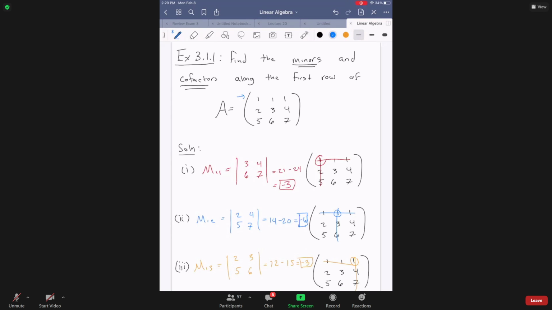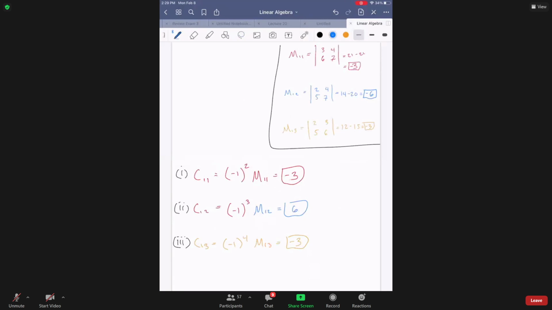Okay. How do you determine the power? Just look at this right here. Look at these two numbers. Add them together, and that'll be the power. So 1 plus 1 is 2. 1 plus 2 is 3, and then 1 plus 3 is 4. That's how you do it.